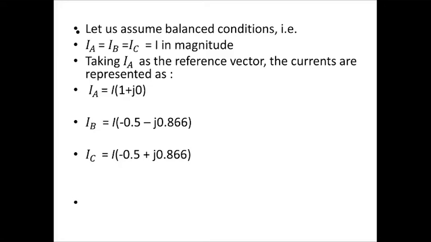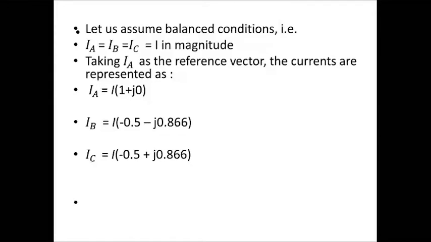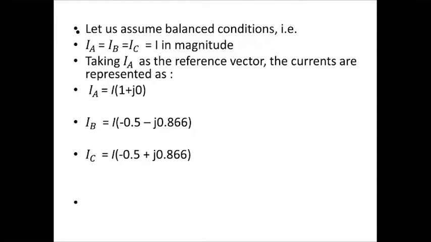Let us assume balanced conditions, that is, IA equal to IB equal to IC equal to I in magnitude. Taking IA as the reference vector, the currents are represented as IA equals I into 1 plus j0 in rectangular form. IB is equal to I into minus 0.5 minus j0.866. IC equals I into minus 0.5 plus j0.866, because all these currents are separated by a 120-degree phase difference. So they are represented in their rectangular representations.